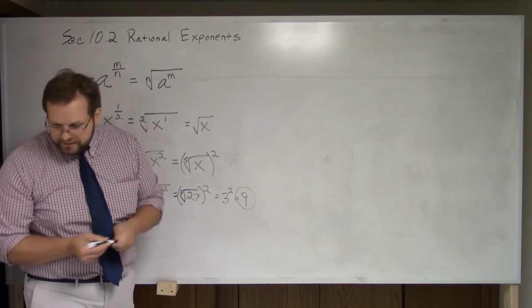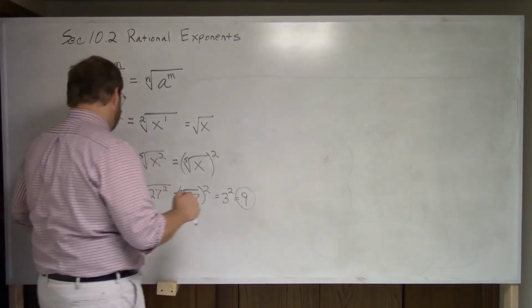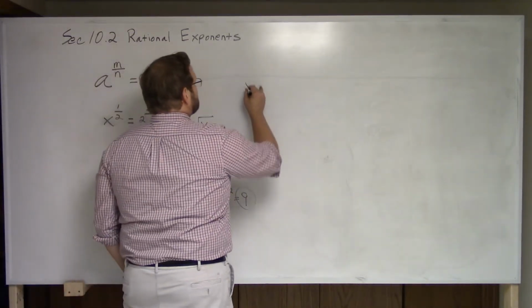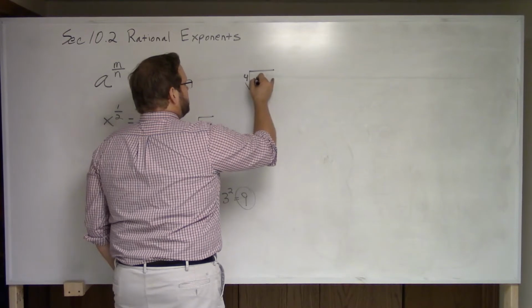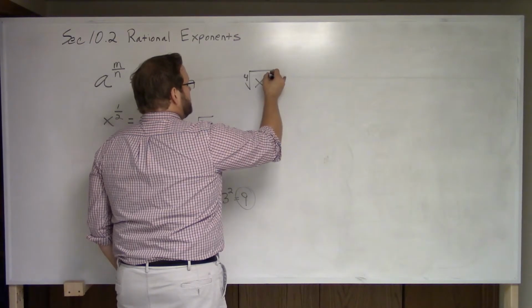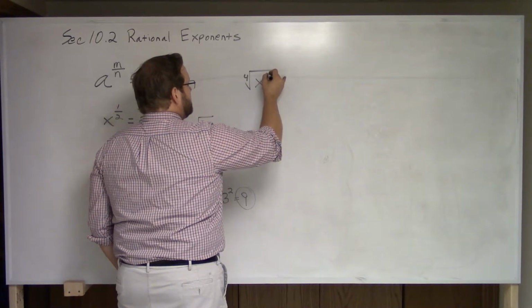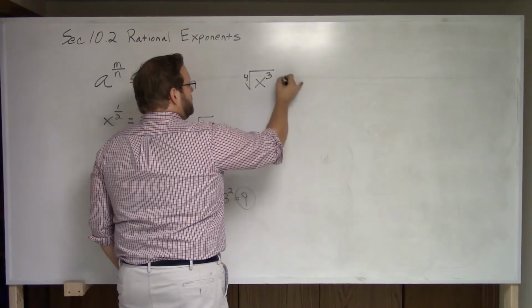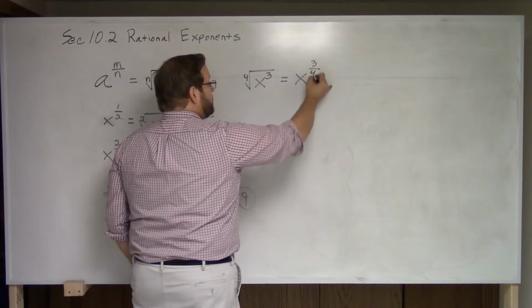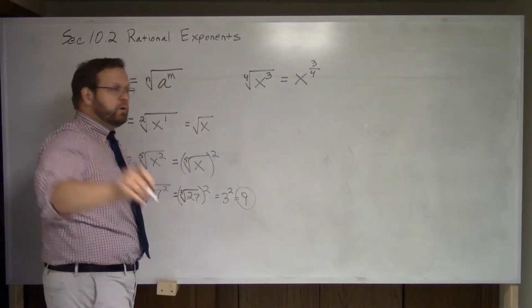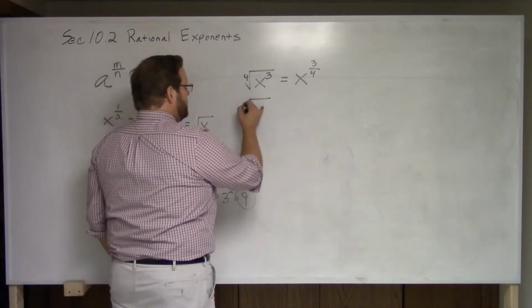So let's translate the other way. Let's say we've got 4th root of x to the, let's say, 3rd. That would simply be x to the 3/4. Okay? Now one thing I want to show you, let's say we have this.